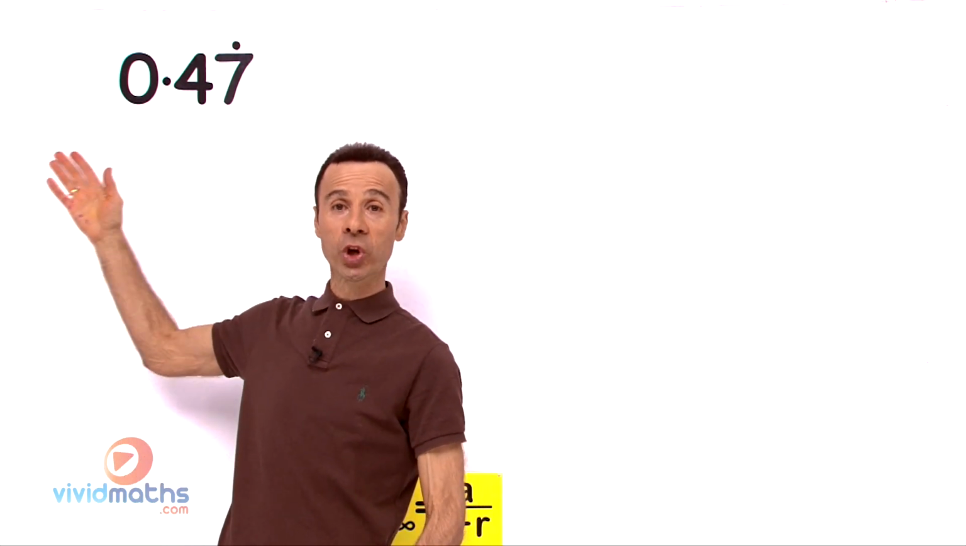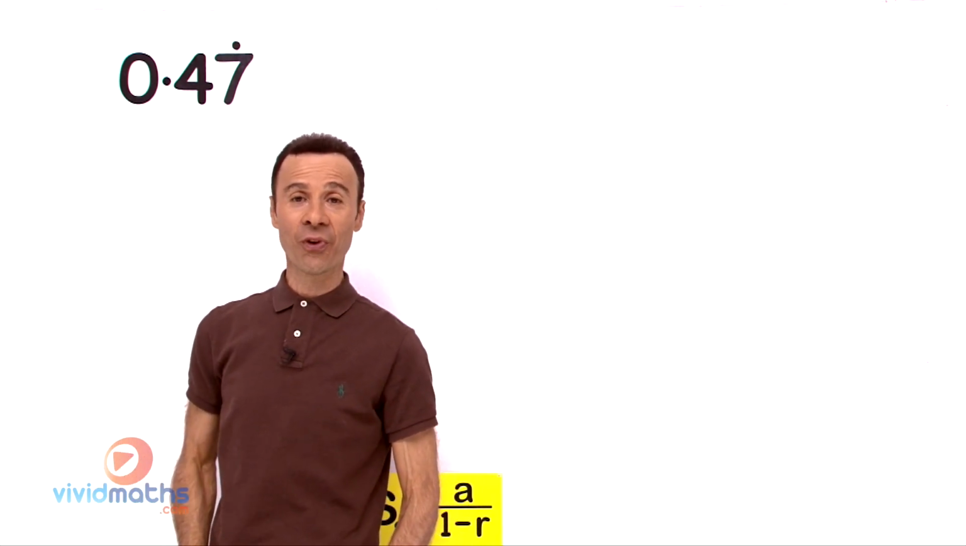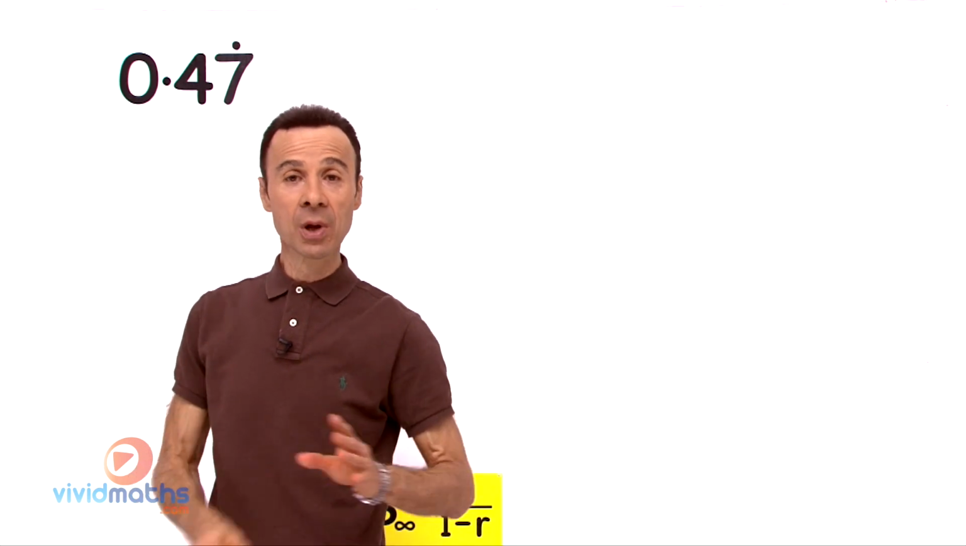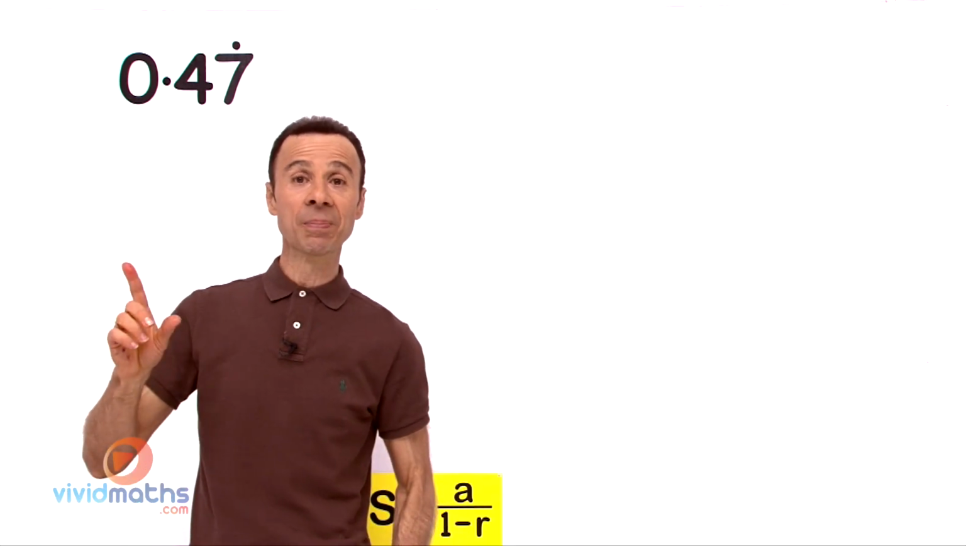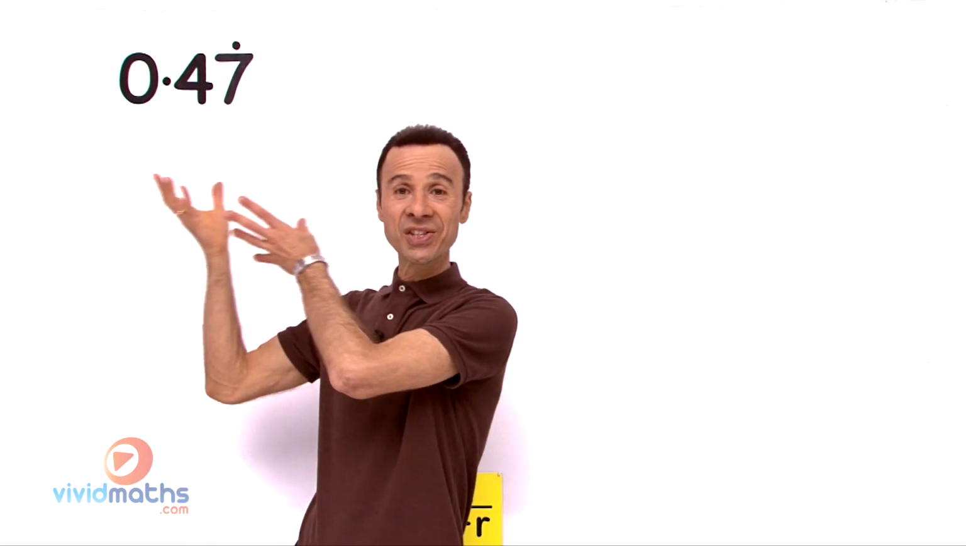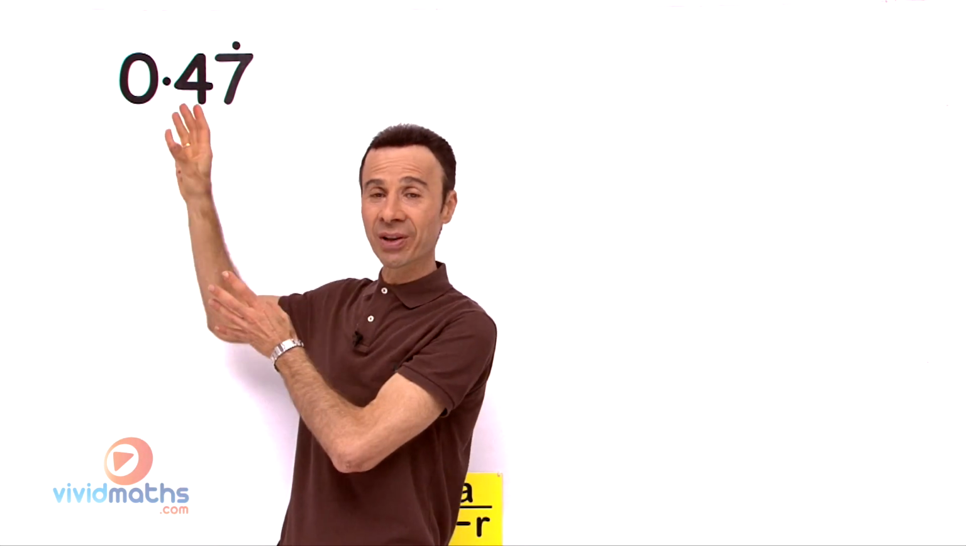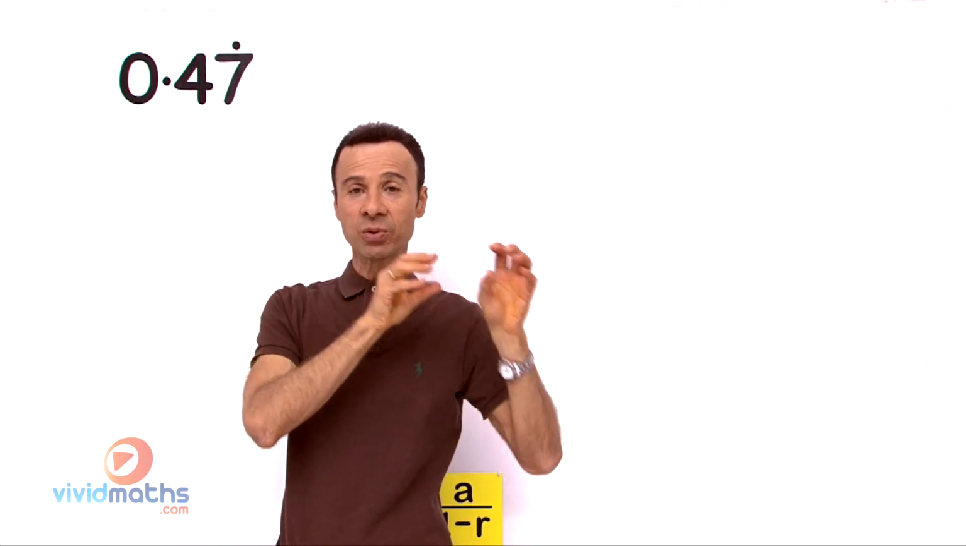Hey, okay, let's get ready to represent this recurring decimal as a fraction. We're going to take it in 3 simple, straightforward steps. Step number 1, we're going to write out a series. In other words, we're going to take this recurring decimal and write it out with individual terms.